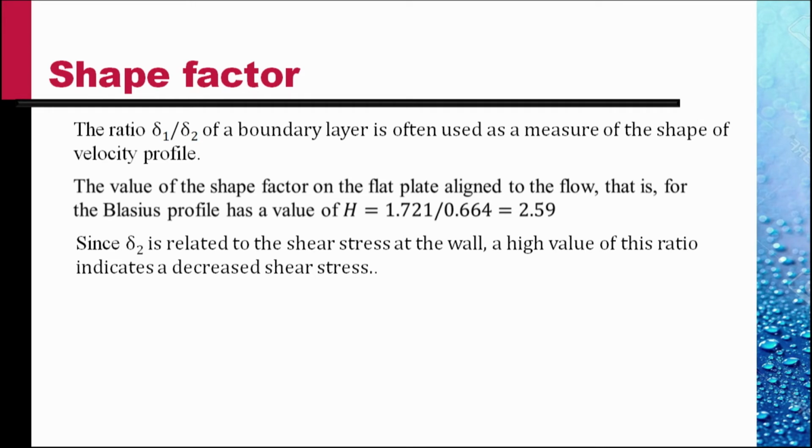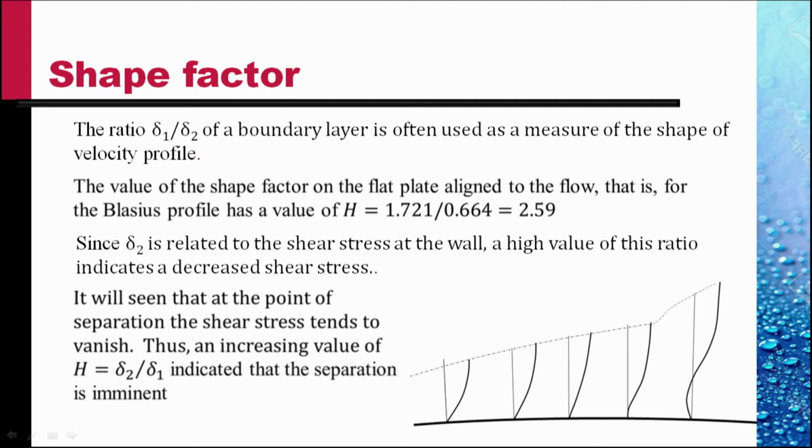Since delta 2 is related to the shear stress on the wall, a high value of H, that is the ratio delta 1 over delta 2, indicates a decreased value of shear stress. It will be seen later that at the point of separation of boundary layer from the wall, the shear stress tends to vanish.